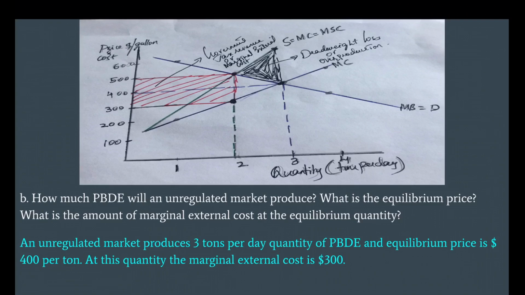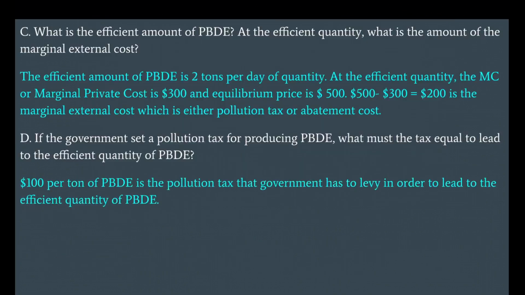An unregulated market produces 3 tons of PBDE and the equilibrium price is $400 per ton. At this quantity, the marginal external cost is $300. What is the efficient amount of PBDE? At the efficient quantity, what is the amount of the marginal external cost? The efficient amount of PBDE is 2 tons per day. At the efficient quantity, the marginal private cost is $300 and the price is $500. $500 minus $300 is $200, the marginal external cost, which is either the pollution tax or abatement cost.